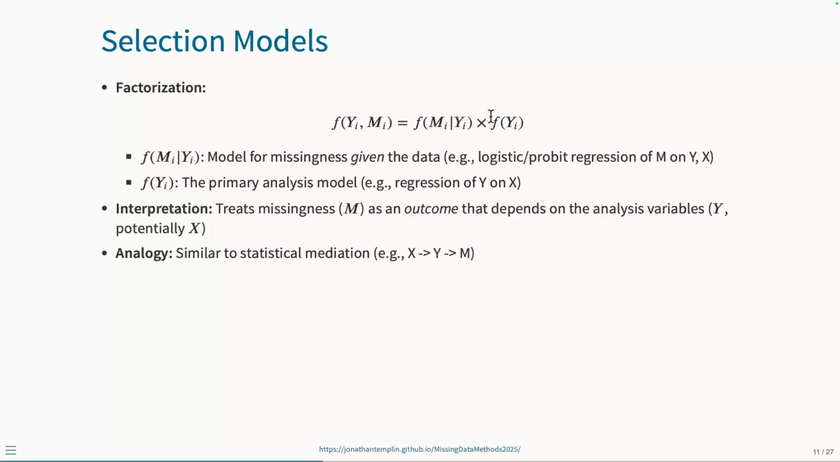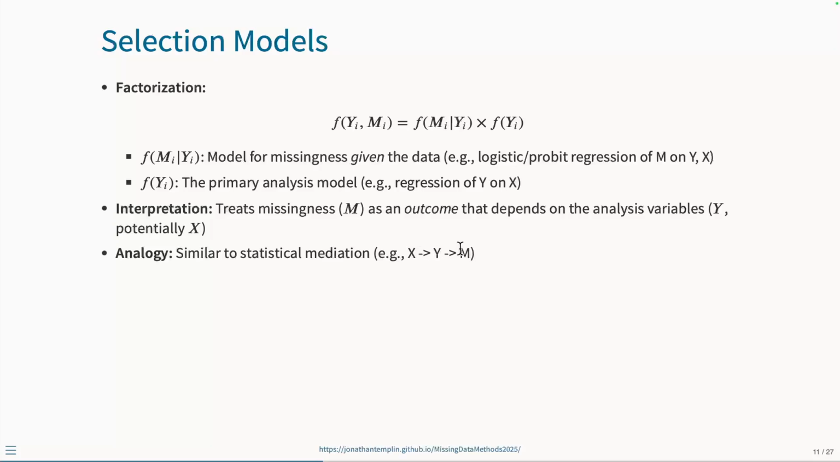Similarly, then we have the distribution of Y itself. So that's like an empty model of Y. This treats missingness as an outcome that depends on Y and potentially X as well, if you have X involved. And it's similar to statistical mediation in this case as well, right? Whereas Y might be a mediator between X and the missing process itself.